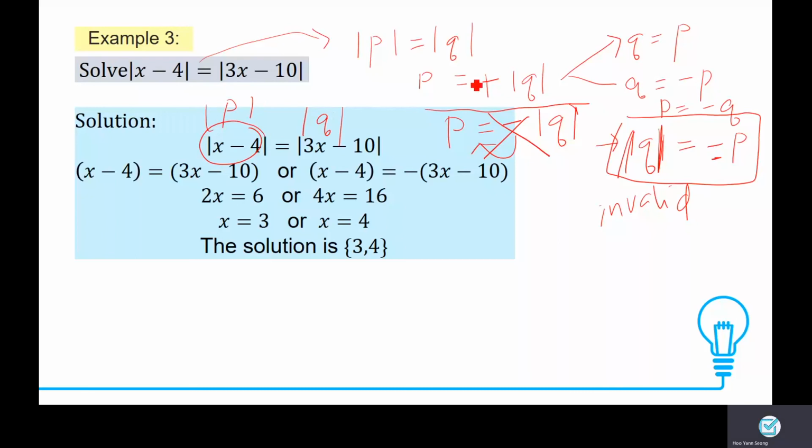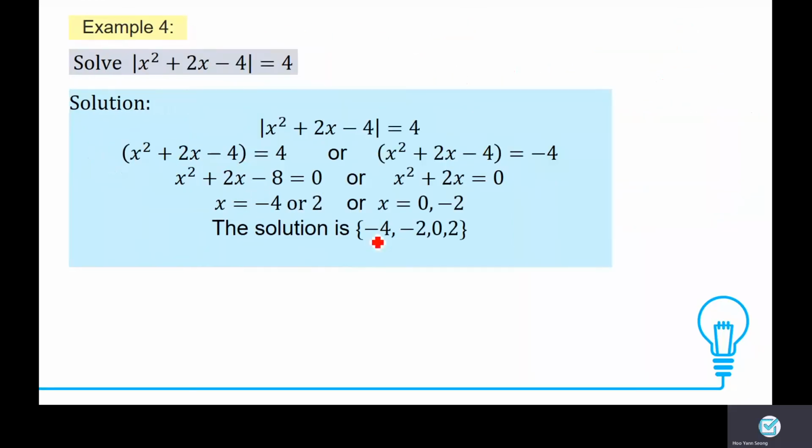Okay, just now we said that P equals Q, so this is P equals Q. Then the second one, P equals negative Q, and then you solve it as normal. Okay, now the next one is, how about when we have a quadratic absolute?